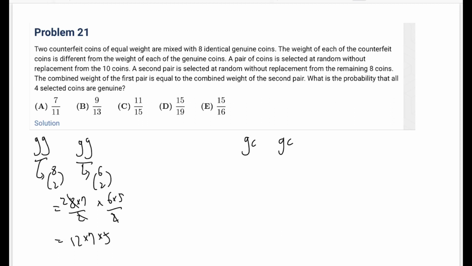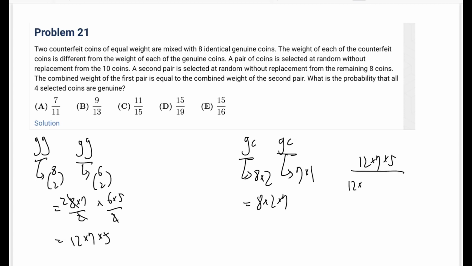And then this would be 8 because there are 8 ways to choose a genuine, and then 2 because there are 2 ways to choose a counterfeit. And this would be 7 because there are 7 ways to choose a genuine and 1 way to choose a counterfeit. This would be 8 times 2 times 7. And so what we want is 12 times 7 times 5 over 12 times 7 times 5 plus 8 times 2 times 7.